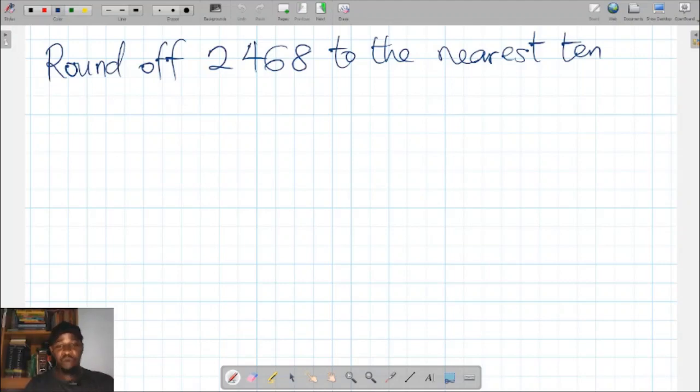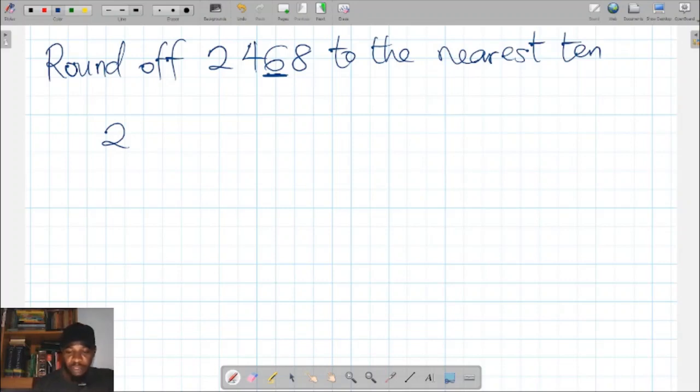So let's say you want to round off 2,468 to the nearest 10. But what you normally tell your children to do is to identify the digit in the tens position, which is 6. Check if the digit after it is greater than 5 or 5. If it is greater than 5 or 5, then you add 1 to the tens place. But if it is less than 5, then you keep the tens place like that.